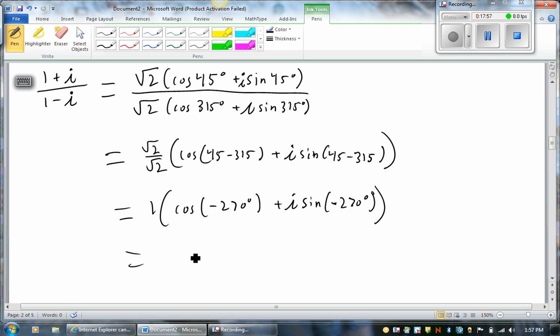Cosine of negative 270 is 0. Sine of negative 270 is 1. And we're going to multiply that by i. So we are left for our final answer as being i.